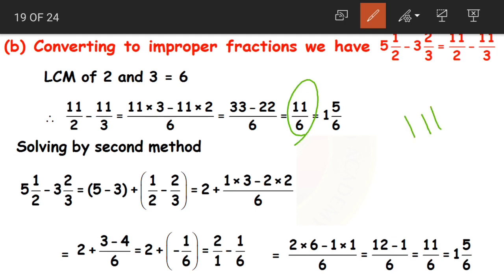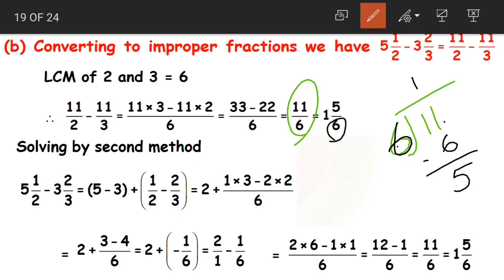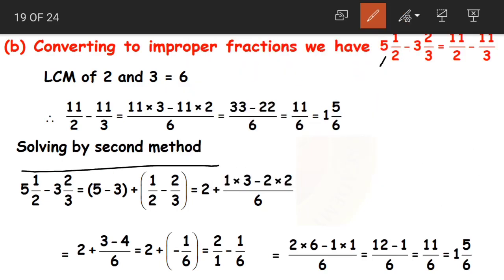How do we convert it into a mixed number? Now when we divide 11 with 6, 6 ones are 6 and the remainder will be 5. So 6 is written in the denominator as it is. Now 1, our quotient, will be written as the whole number part and the remainder will be written as the numerator. Yes? Now what is the second method?